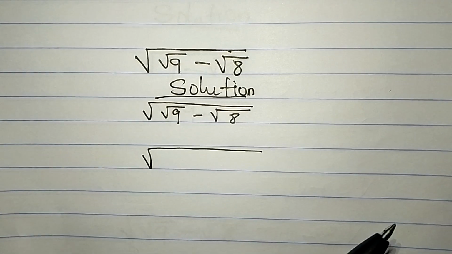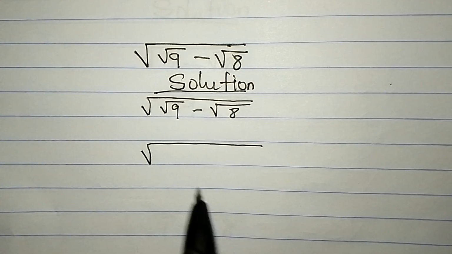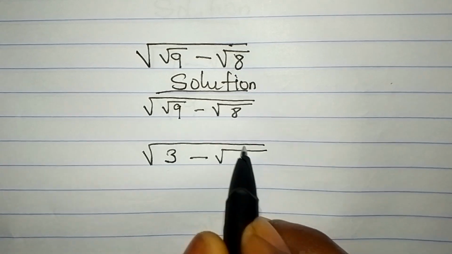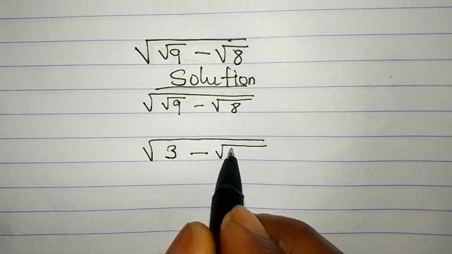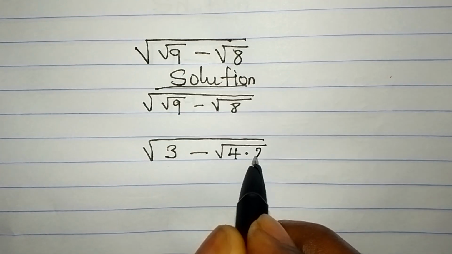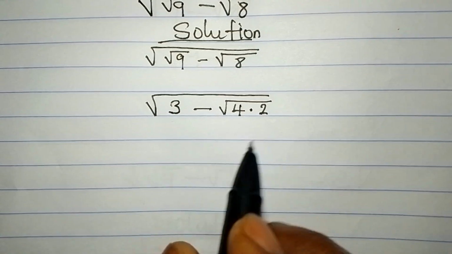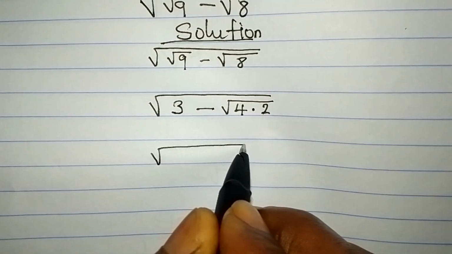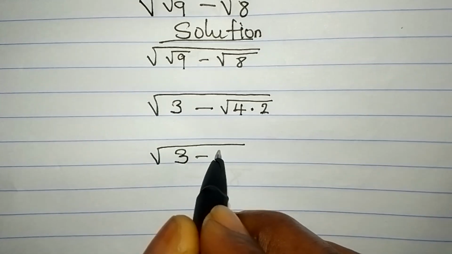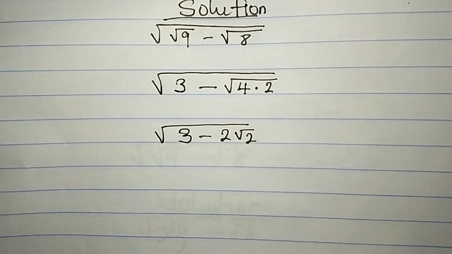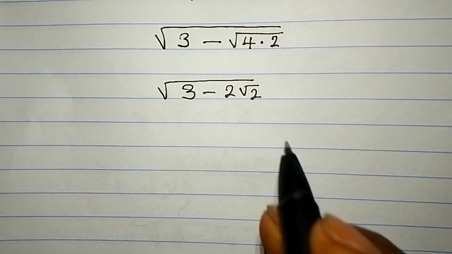9 is a perfect square, so its square root will be 3. Then minus, in place of root 8, we write 4 multiplied by 2, so that we can get the square root of 4. So we are going to have square root of 3 minus 2 root 2. This is what we have. Square root of 4 is 2, then we have root 2.